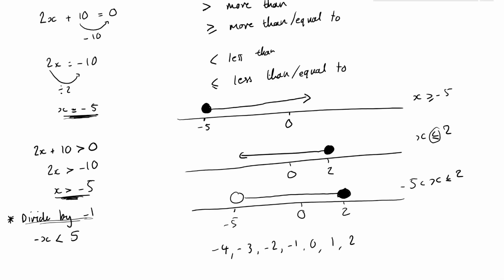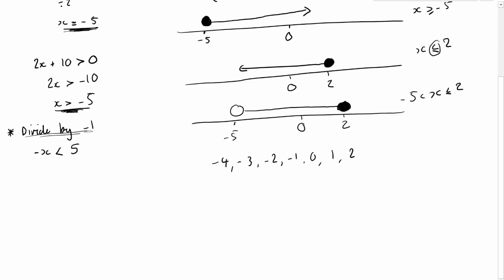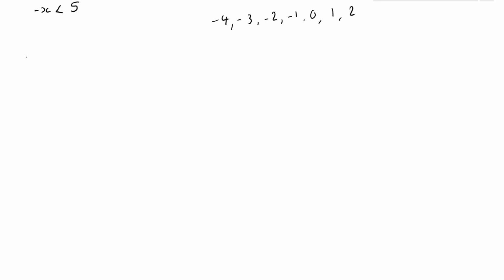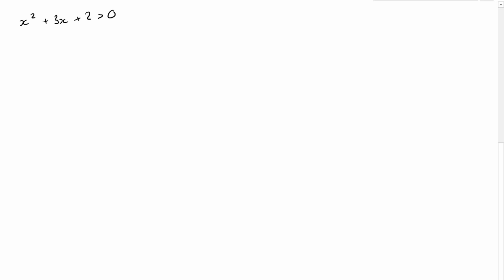Okay, so now if this is solving linear inequalities, we also will have to look at quadratic inequalities at some point. So let's have a look at what we would say if we had a quadratic inequality. Let's, for example, say we have x squared plus 3x plus 2 is greater than 0. So this is a quadratic inequality here.